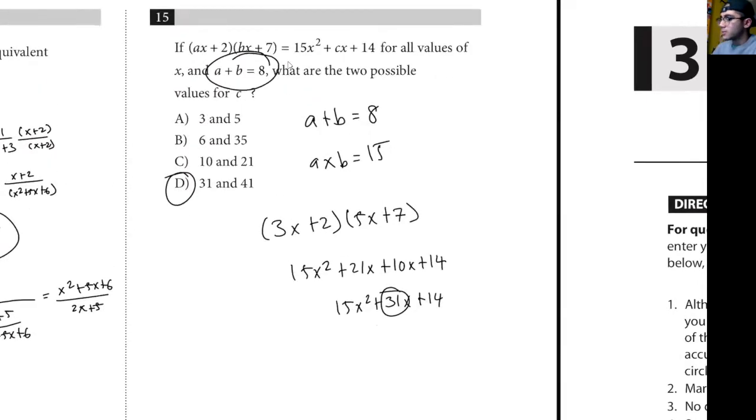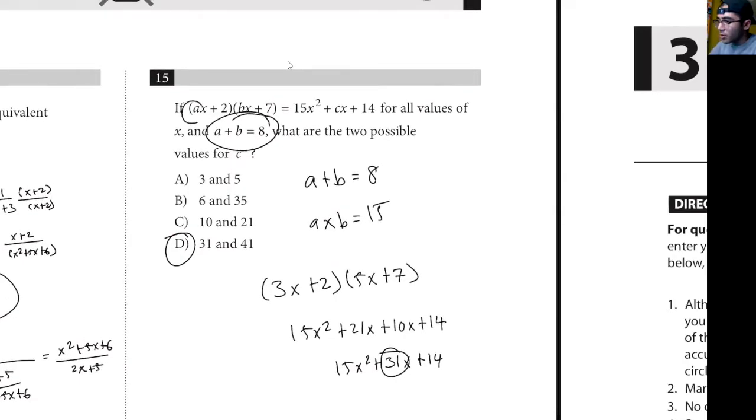How did you get a times b is equal to 15? Because remember, we're factoring here. If ax times bx is equal to 15x squared, that means a times b has to equal 15, right? Did you understand how I used this formula to my advantage here? Because remember x squared, it is what it is. But we have a and b.